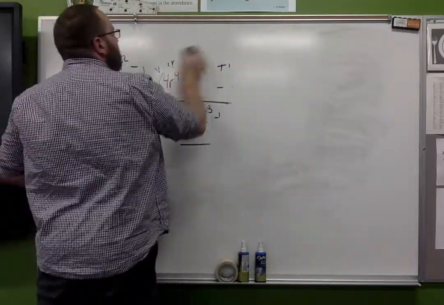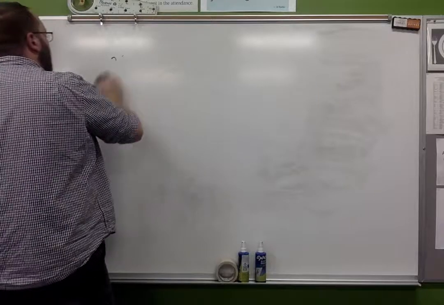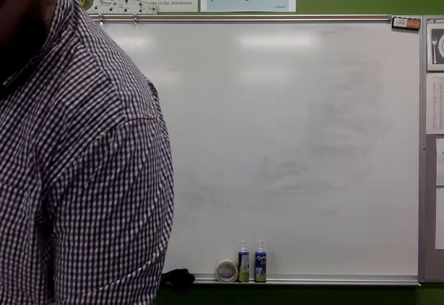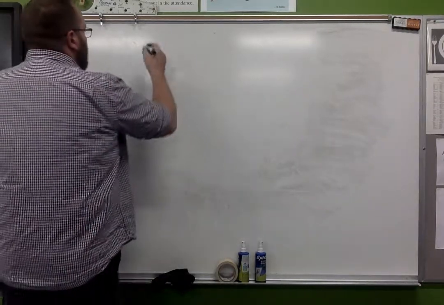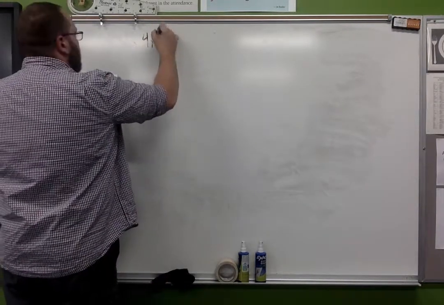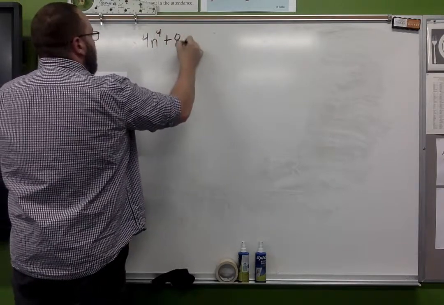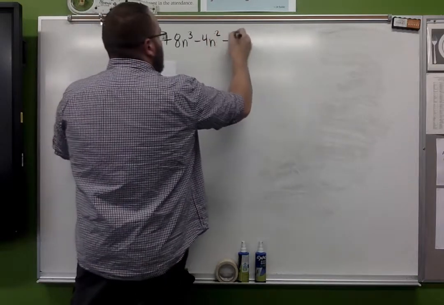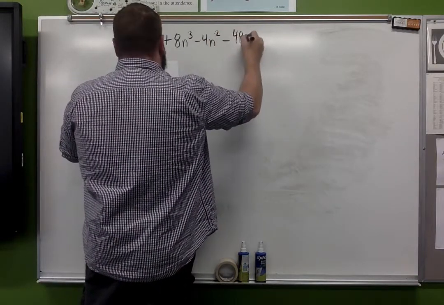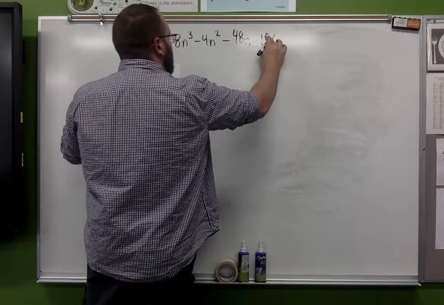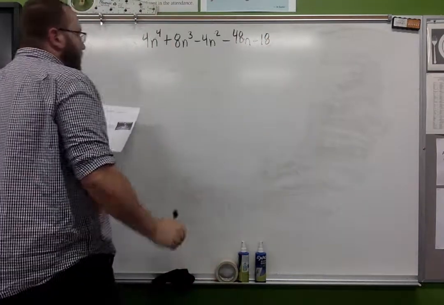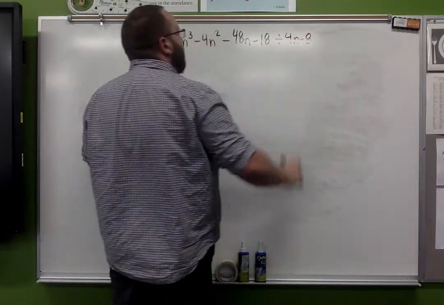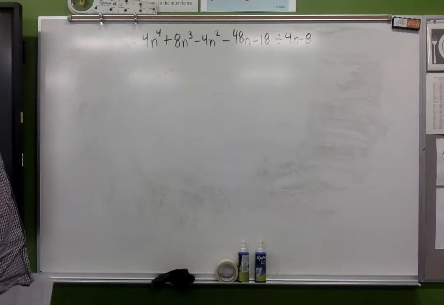Like I said, synthetic division is quicker, but you can only use it in certain instances. Okay, so 4n to the 4th plus 8n to the 3rd minus 4n squared minus 48n minus 18, divided by 4n minus 8. Okay.